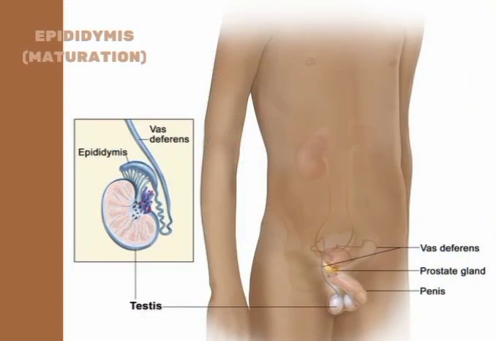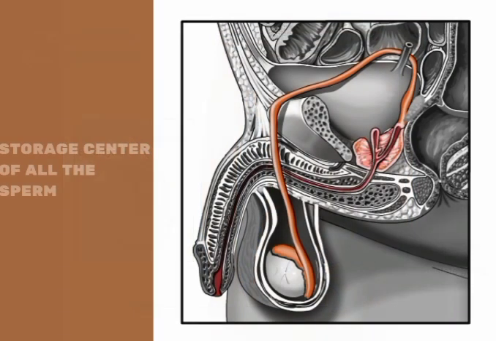Epididymis, or maturation. This is where sperm maturation takes place. Before the maturation process, our sperm is infertile. It can't migrate to the site of origin to become motile, and the motility gives the term fertility. This is also the storage center of all the sperm. The sperm stays there until ejaculation or arousal.